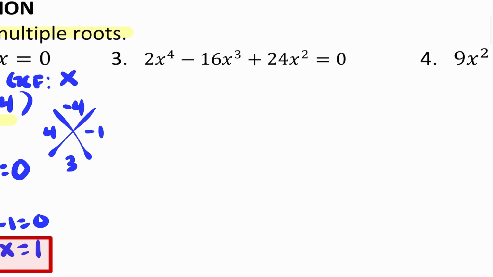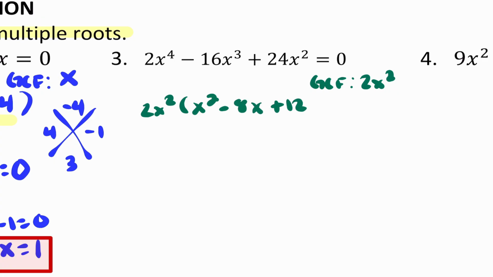Number 3. So remember, we need to figure out the GCF. Is there a GCF between these 3 numbers? Yes. So I'm going to say 2x squared. So I have 2x squared times x squared minus 8x plus 12 equals 0. I'm going to go ahead and factor the stuff inside the parentheses.